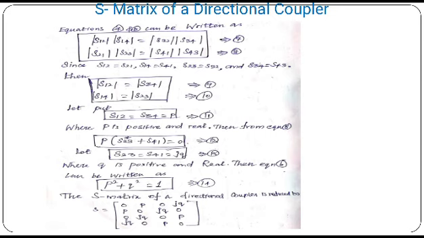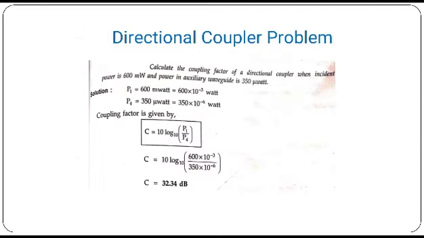So we know that P is positive and real. Then P square plus Q square equal to 1. So the S matrix of a directional coupler is: 0 P 0 jQ, P 0 jQ 0, 0 jQ 0 P, jQ 0 P 0.